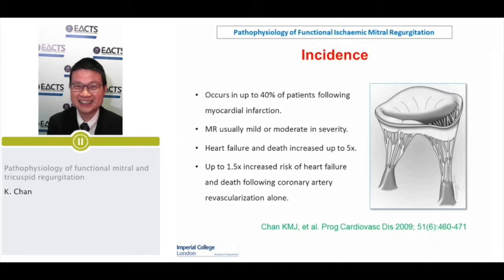It occurs in up to 40% of patients following myocardial infarction, but it is usually mild or moderate in severity, and so it is often ignored. And even if it is diagnosed, it is often not treated. But it is not a benign condition, because the incidence of heart failure and death is increased by up to 5 times with this condition. And even with successful coronary artery revascularization, whether by PCI or CABG, the risk of heart failure and death is 1.5 times above normal.